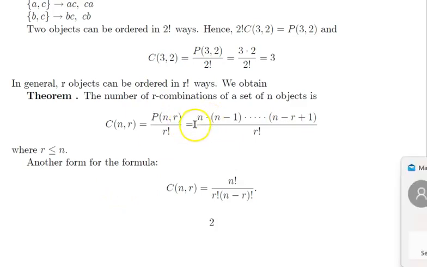So we have a formula for C(n,r), which is this, and here in the numerator we'll get n factorial if we multiply up and down by (n minus r) factorial. So this formula can be written this way. C(n,r) is n factorial divided by r factorial times (n minus r) factorial.